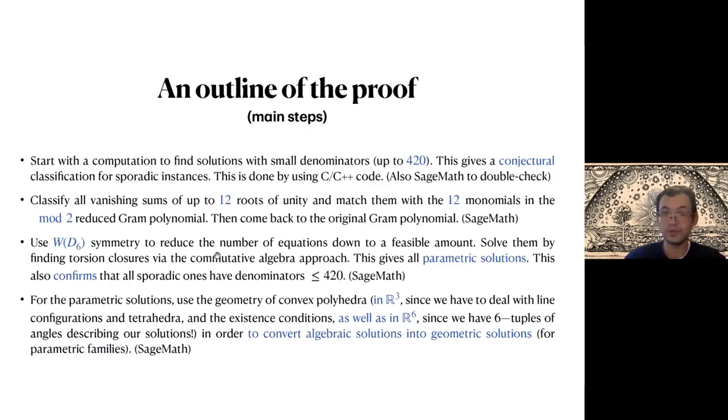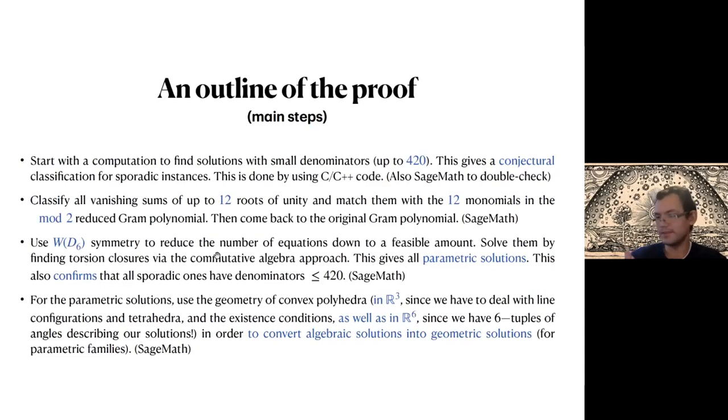And for the parametric solutions, which are in this case just algebraic curves, right? Algebraically parameterized sets which do not correspond to real tetrahedra or line configurations, we use the geometry of convex polyhedra in order to convert algebraic solutions back into geometric solutions. And actually, for the tetrahedra, we get just one algebraic solution, which, however, converts into two geometric ones.